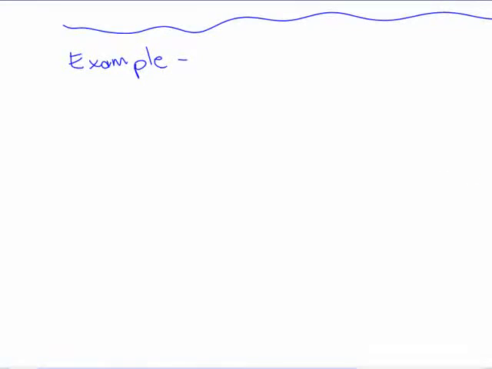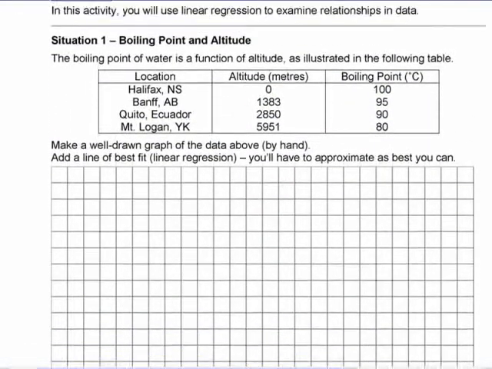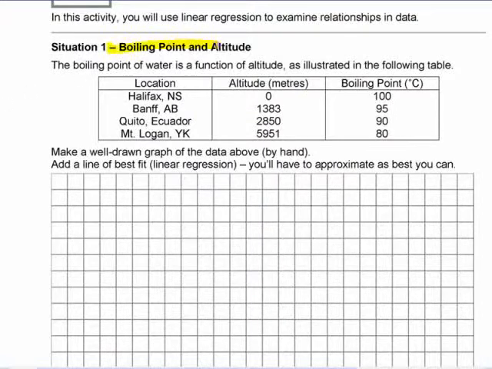The 3 situations that you have in this tutorial, the first one talks about boiling point and altitude. So you're given some different places. I'm not sure if you know this or not, but the higher up you go in altitude, the lower the temperature that water boils at. Around here, water boils at 100 degrees. If you boil some water on the stove and put a thermometer in it, it's 100 degrees. Water in Calgary boils at about 97. If you put a thermometer in, it's not 100, it's 97.